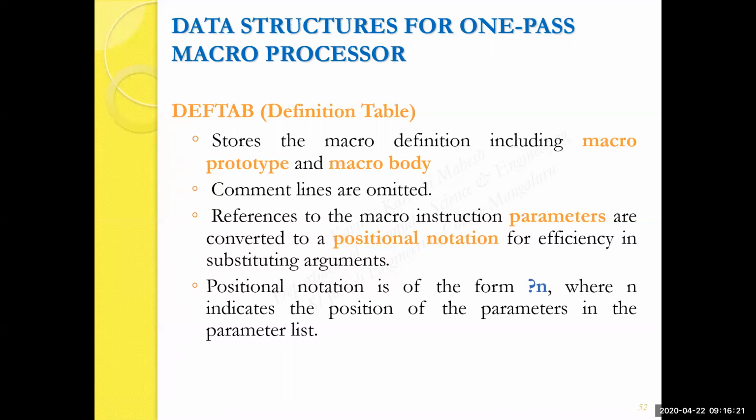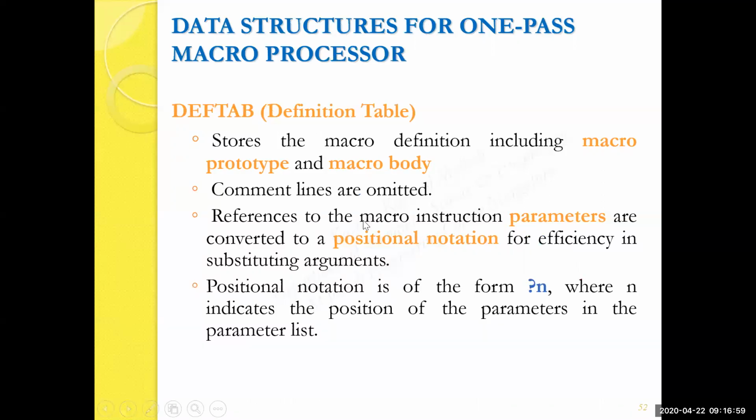So whenever a macro definition is encountered, the macro statements that form the body of the macro along with the prototype need to be saved. The data structure used for saving the macro definition is referred to as a definition table. It stores the macro definition, including macro body and prototype. Since comments are not a part of macro expansion, comment lines will be omitted, that is, they will not be entered into the definition table.